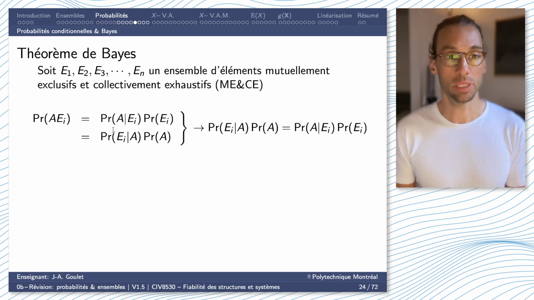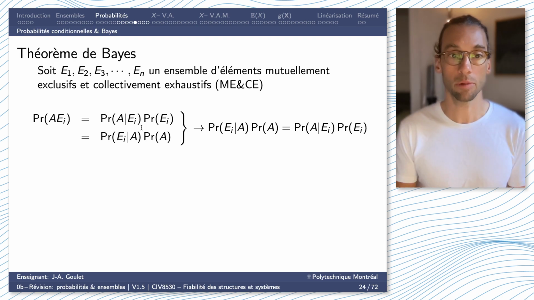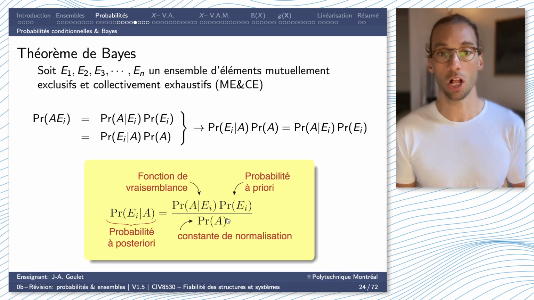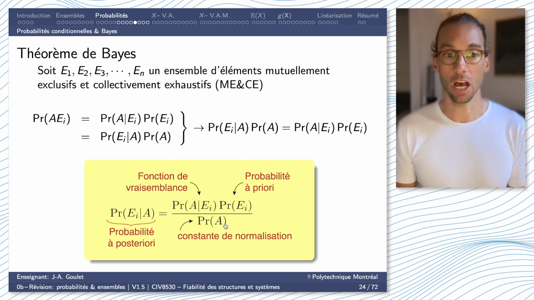So in this case, if I put these two terms equal to each other and reorganize them, we're going to obtain what is called Bayes' theorem. If I'm interested in characterizing the probability of my event Ei, given that I've observed A, I can represent this as the likelihood of observing A given Ei, the probability of A given Ei, times the prior probability of the event Ei, divided by a normalization constant, also called evidence, the marginal probability of the event A.